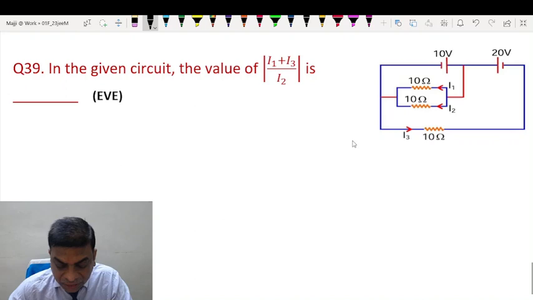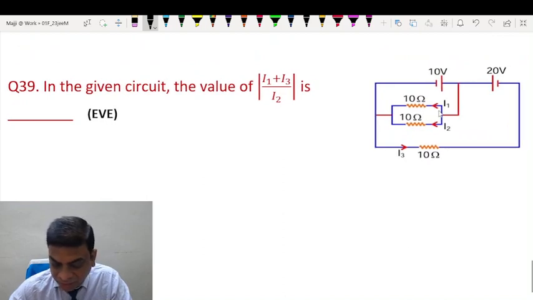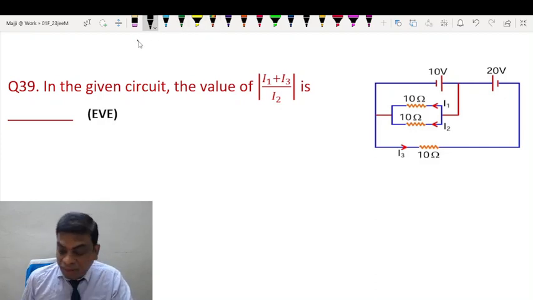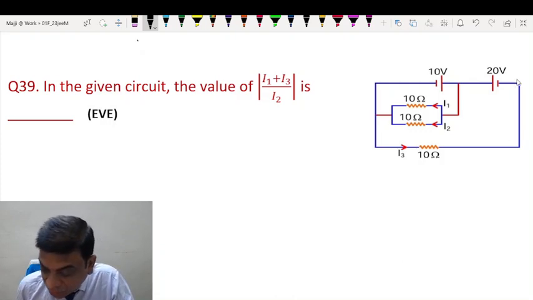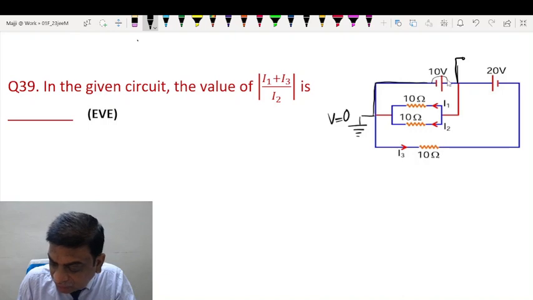You can see in the given circuit, the value of the modulus of I1 plus I3 upon I2 is given by, so we have to find this expression. So I'll teach you students the simplest method, which is applicable to this. This is a special kind of arrangement. What I'm going to do is take this as grounded, that is having a potential 0. As you move back this way and reach this point, you will see that there is a gain of 10 volt. So this must be plus 10 volt potential of this point.